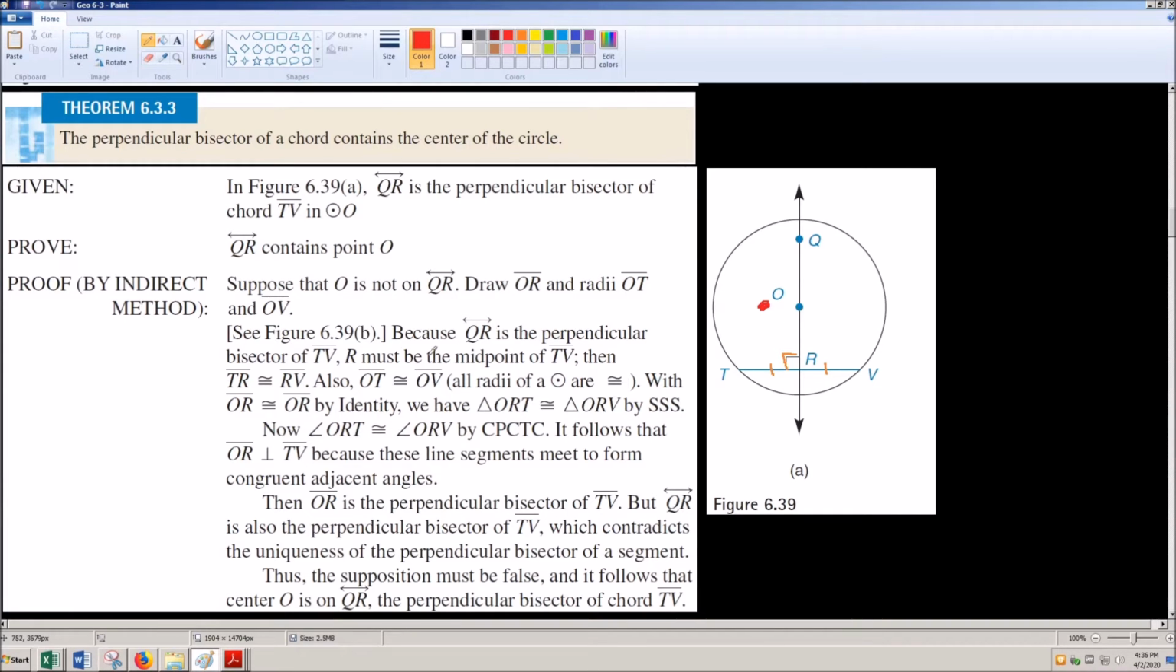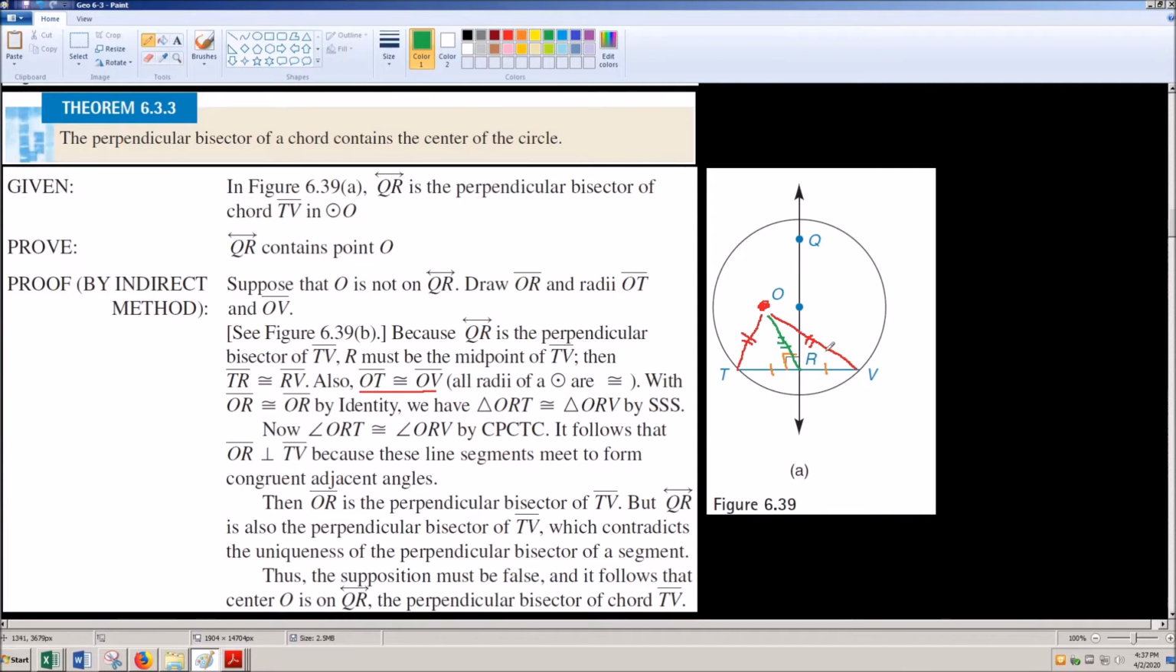Here, QR is the perpendicular bisector of TV. As this thing comes up through, R must be the midpoint. So these two are congruent, and we also have OT and OV congruent as well. Again, this is my heretic picture here, but if this is the case, that those two are congruent, because all radii are the same, then I can say that OR is OR by identity. Whatever the distance is to OR is just going to be itself.